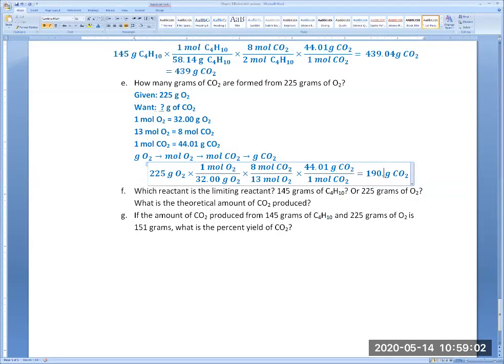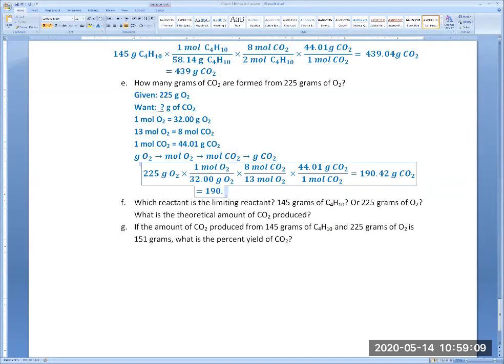And yeah, I guess I could have rewritten this to show the 190 grams of CO2. Okay, so that's the amount you would get from burning 225 grams of oxygen, according to that chemical equation.